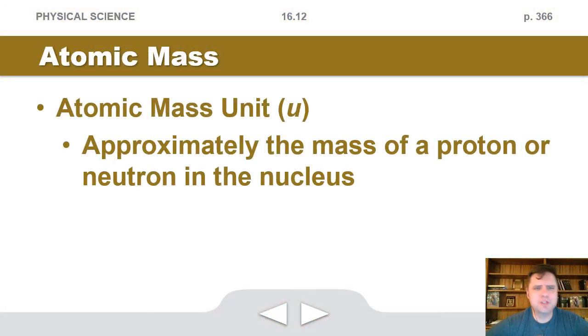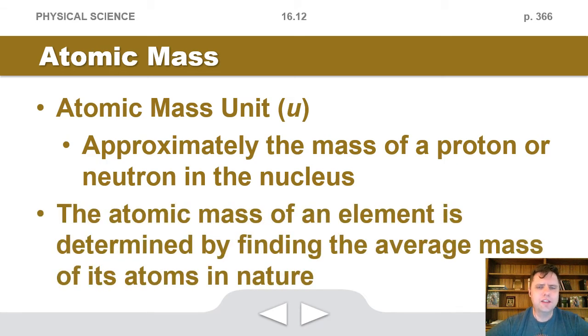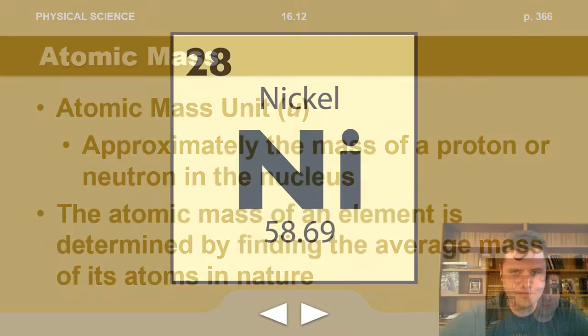Now, atomic mass units is just approximately the mass of a proton or neutron in the nucleus. The atomic mass of an element is determined by finding the average mass of its atoms in nature. So remember, we saw that oxygen could have 16 or it could have 18 as its total mass. So if we're asking, what is the mass of oxygen? We have to take all oxygen as it is found in nature, determine how much of each type of oxygen is found in nature, and then do an average mass from that, to determine the atomic mass of that element.